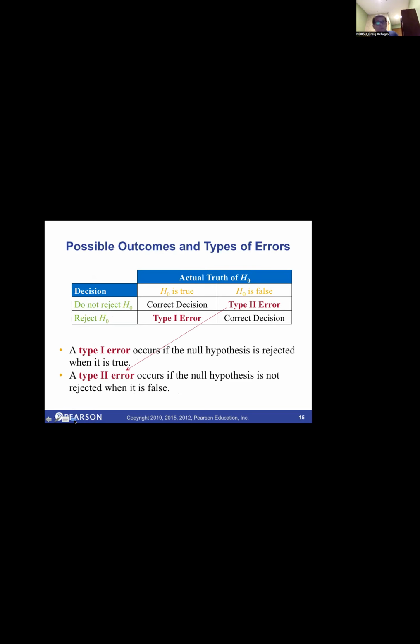So there are two types of errors. We have type 1 and then type 2. So if you look at this table, you need to memorize the concepts so that later when we have different exercises, you can actually have a better understanding.